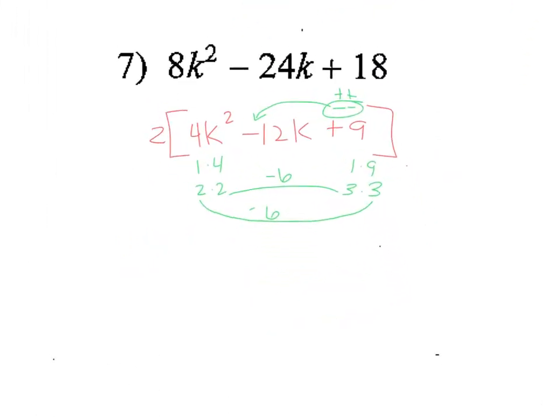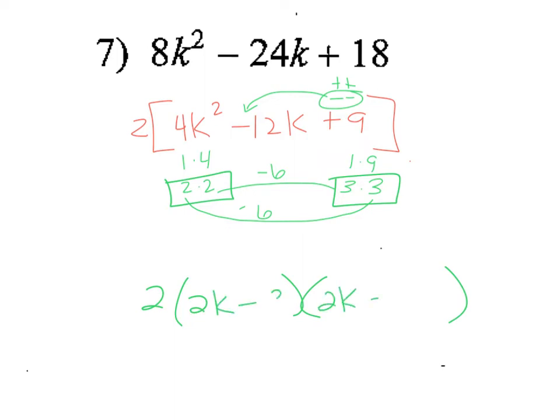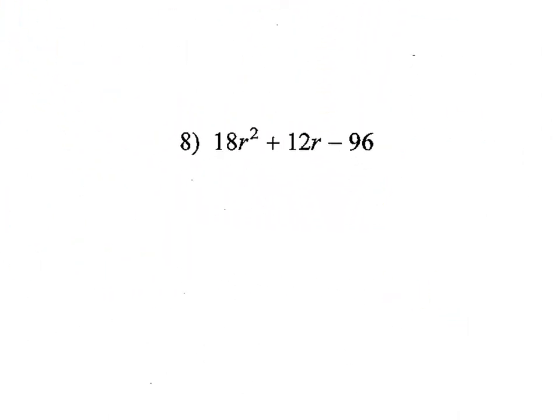matches my signs. So I'm going to go ahead and keep my GCF out front of the 2. And then my combination here, I'm going to have a 2k, a 2k. We already know they're both negatives. And then a 3 and 3 on the back side. Okay. Number 8.